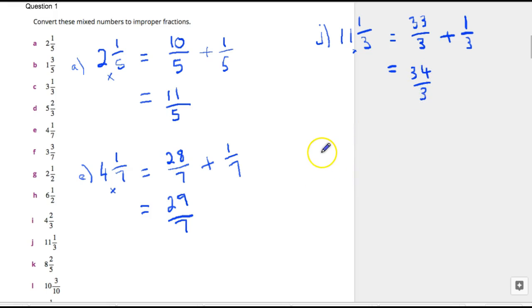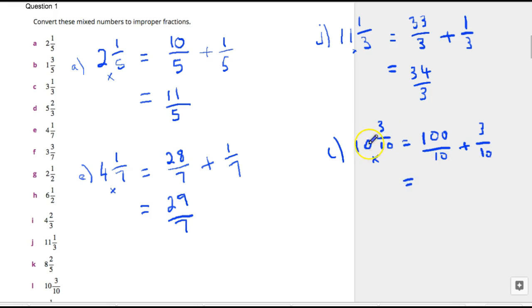Okay, just because we've got the space, let's just do L. Okay, just because I can see that still on the screen. Okay, so there I am. So 10 times 10, I'm going to put the little multiply sign there. 10 times 10 is 100. So it's 100 over 10. And then we're adding the 3/10 as well.